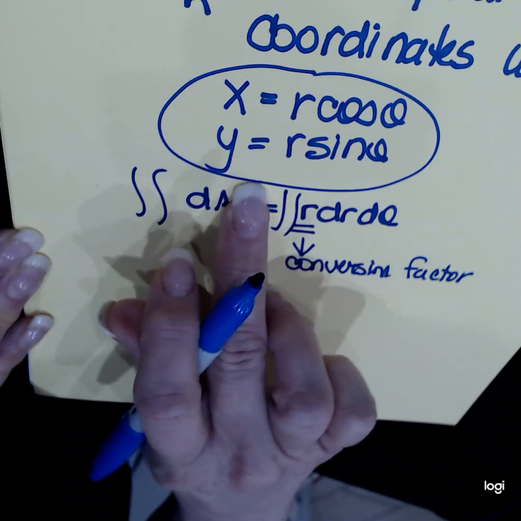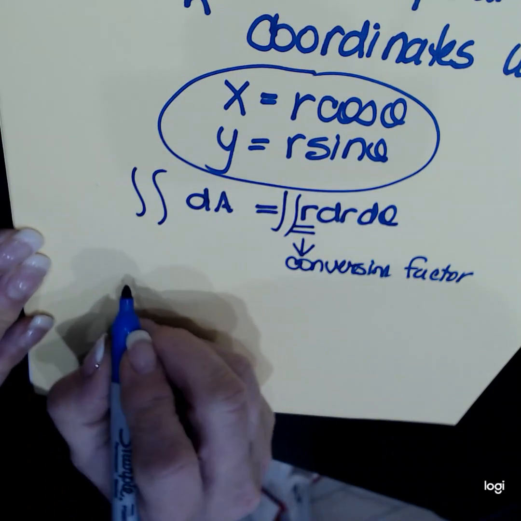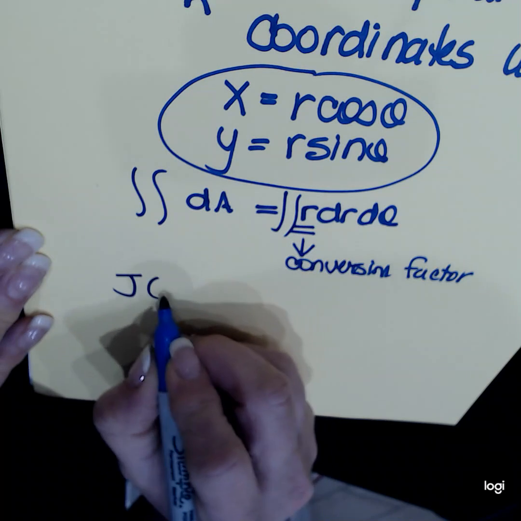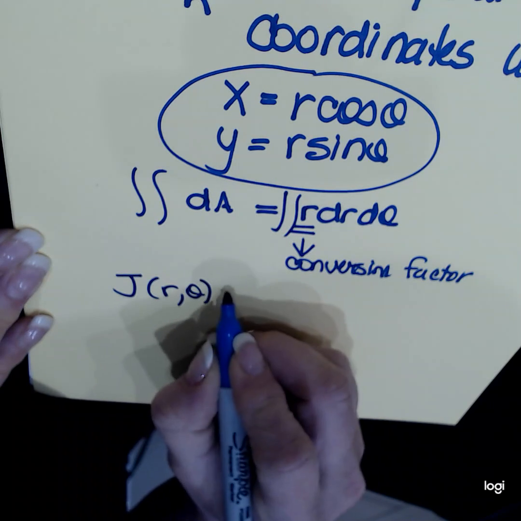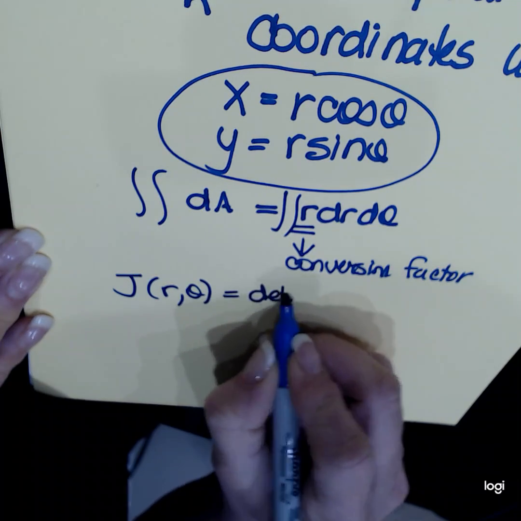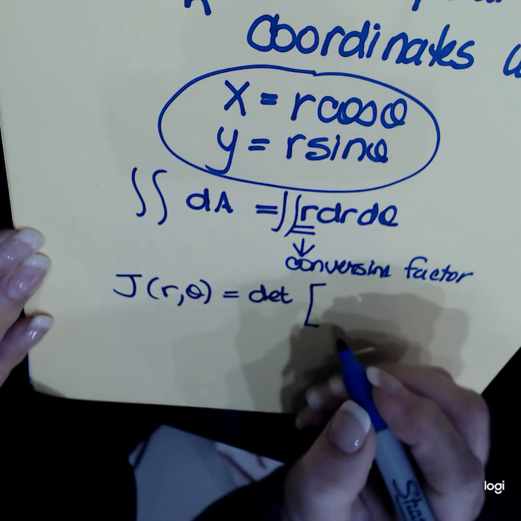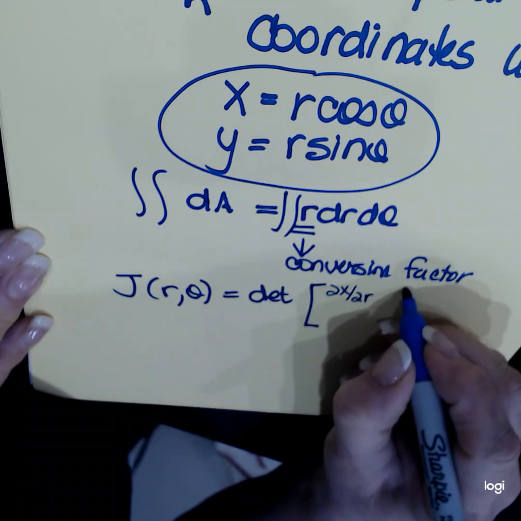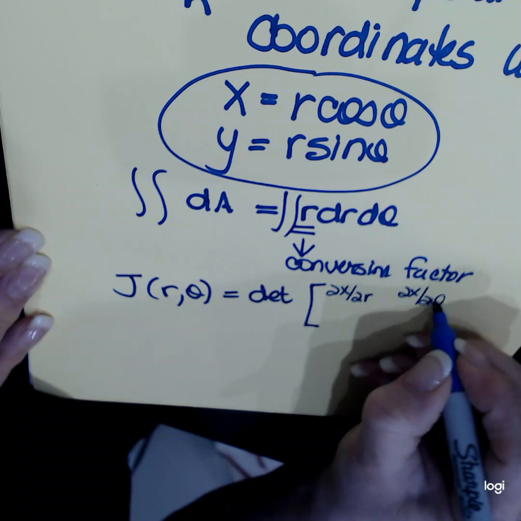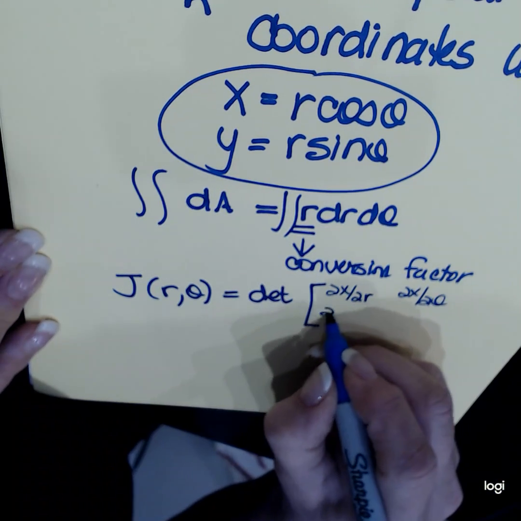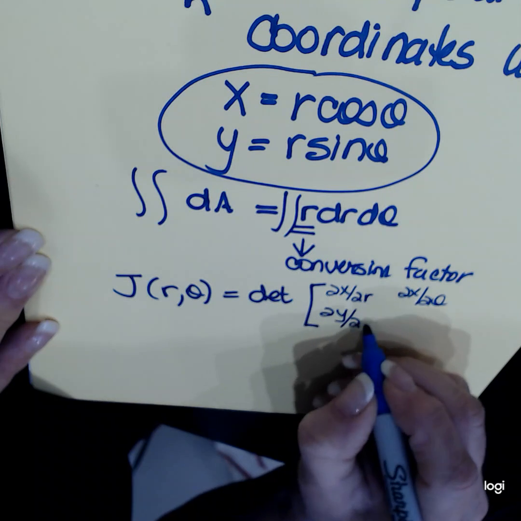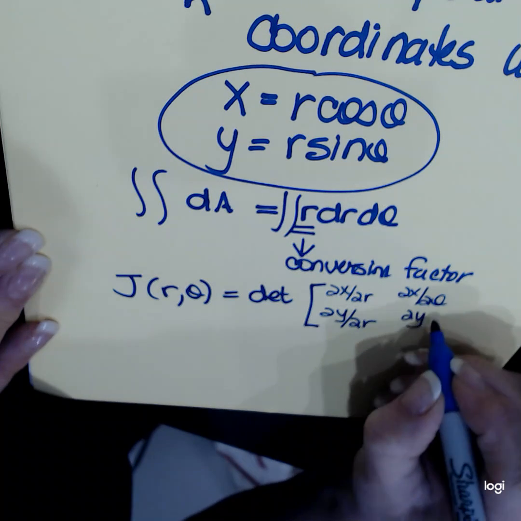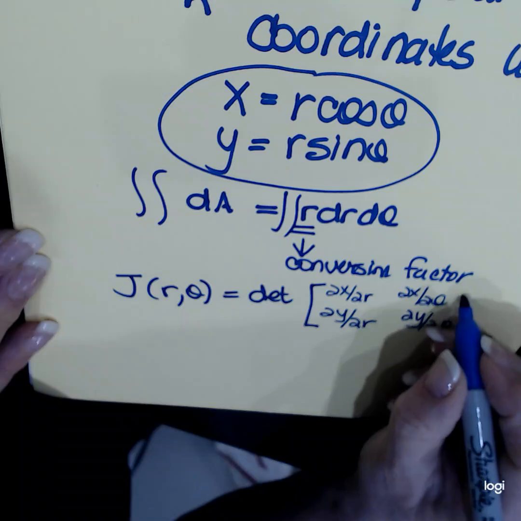So if x is equal to r cosine of theta and y is equal to r sine of theta, then the Jacobian of r theta will be the determinant of the matrix, which has across the first row the partial of x with respect to r, then the partial of x with respect to theta, and across the second row the partial of y with respect to r, and the partial of y with respect to theta.